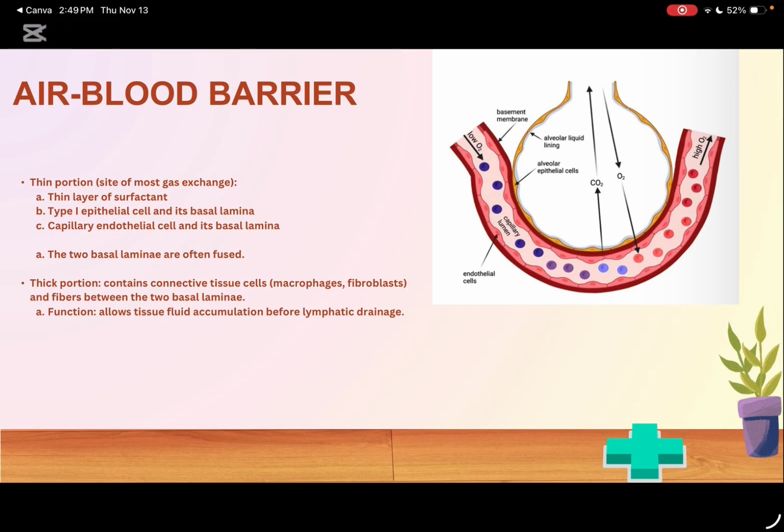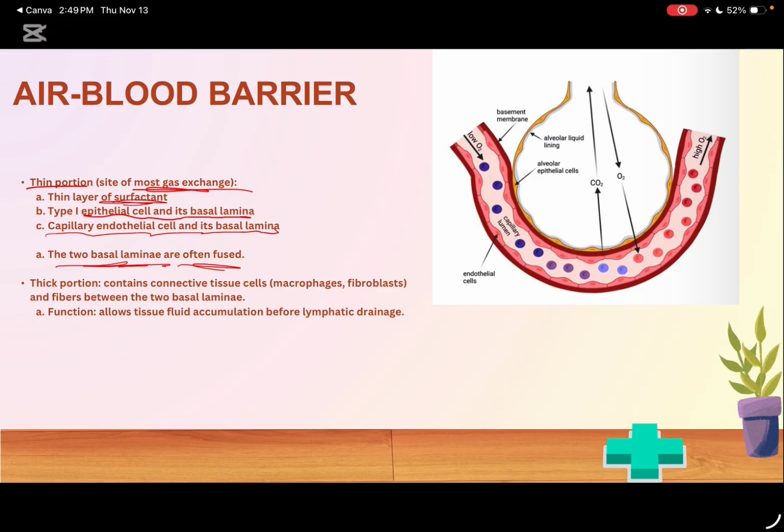Air-blood barrier, it's a thin portion, and it's a site for most gas exchange. It's a thin layer of surfactant, type 1 epithelial cells and its basal lamina, capillary endothelial cells and its basal lamina again. And this is basically what it contains. The two basal laminae are often what? Fused. They are fused together.